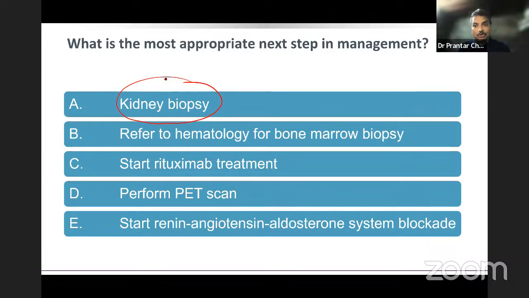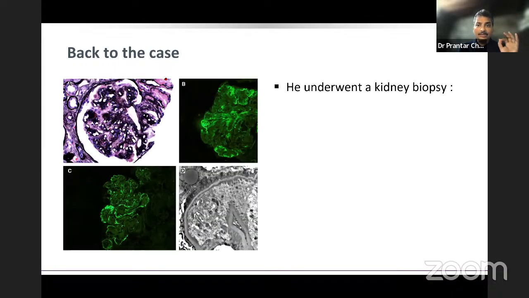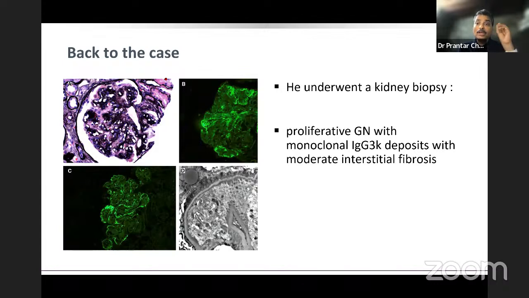So if you get a monoclonal band, there might not be backache. But if you see that the creatinine is rising, even in a diabetic, a sudden rise, or proteinuria, you should refer to a nephrologist. He underwent a kidney biopsy, and there they saw proliferative glomerulonephritis with monoclonal IgG3 kappa deposits.